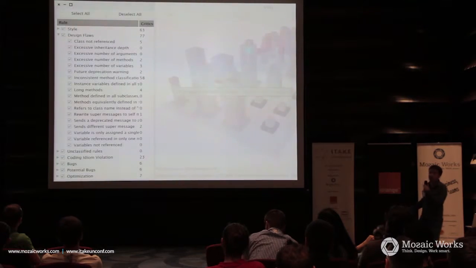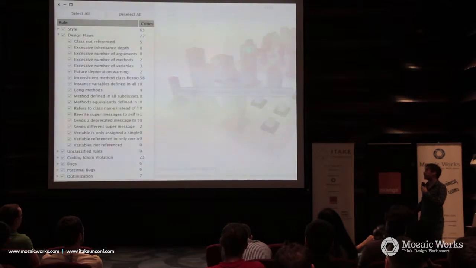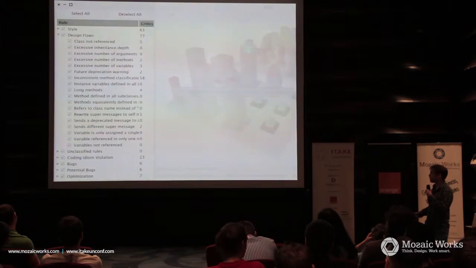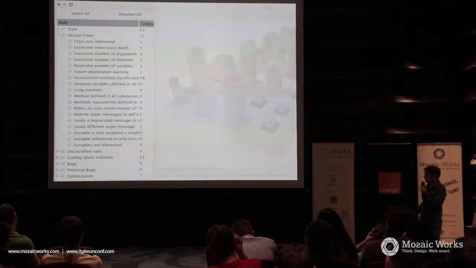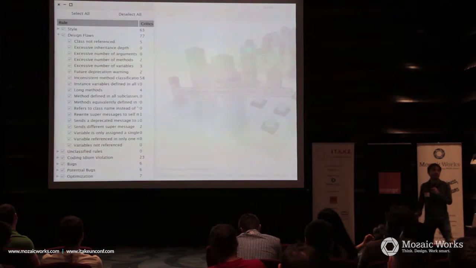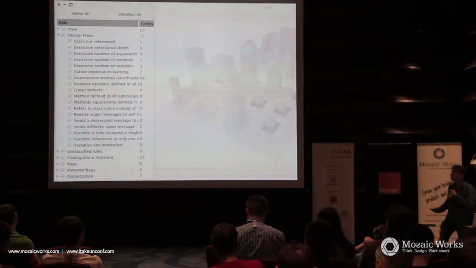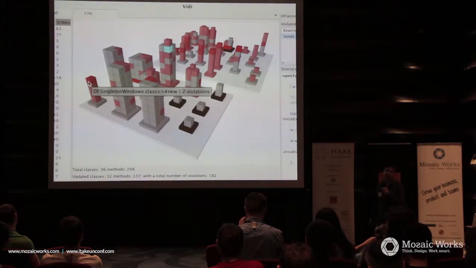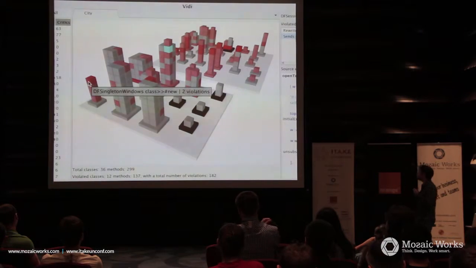Inconsistent method classification, which is a Smalltalk thing, related to documentation and so on. You have coding idiom violations. You have bugs and potential bugs. So you have things that actually matter. And here, you have the main view, which is the one that I showed you before.